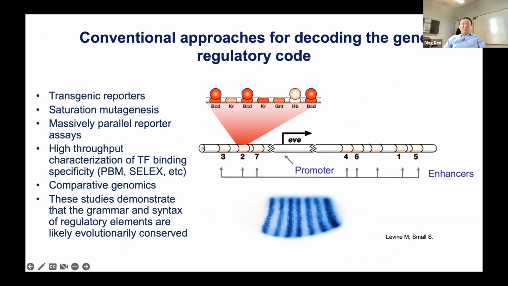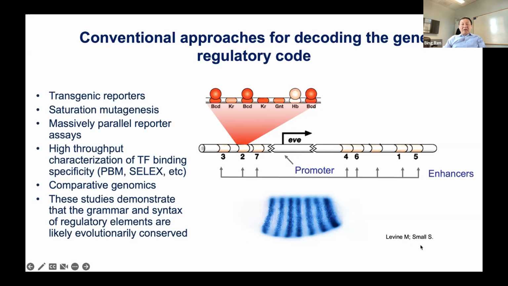How do people study this problem? The conventional approach is to use transgenic reporter assays, such as shown on the slides. This is a textbook example of how enhancer elements are studied in Drosophila embryos. This is a gene known as even-skipped. It is expressed in seven evenly spaced stripes during Drosophila embryogenesis, and each stripe corresponds to a set of enhancers, for example the stripe 2 enhancer, that are both sufficient and necessary for even-skipped expression in that location.